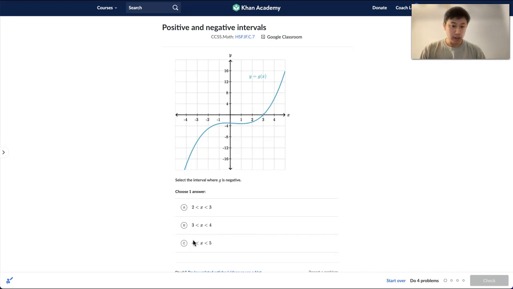But look at the answer choices. Your answer choices are reading intervals of left and right, your x values. Okay, so even though you're looking for positive and negative y values, you read them for the intervals that are described in terms of its x values. Okay, so I'll show you what I mean. We're asked to find where your function g is negative.